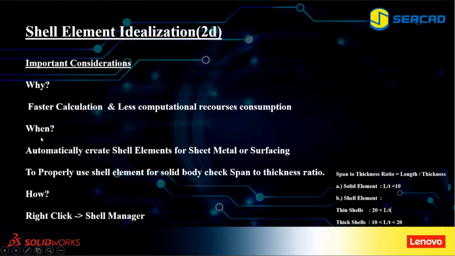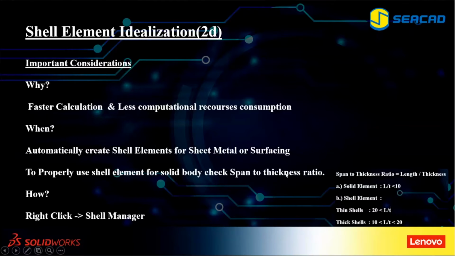And then when should we use the shell element? Not all conditions allow us to use the shell element. In SOLIDWORKS, SOLIDWORKS will automatically create the shell element for sheet metal and surfacing. For a sheet metal body, SOLIDWORKS will convert it to shell element automatically. And for a surface body, the same. SOLIDWORKS will convert it to the shell element automatically.